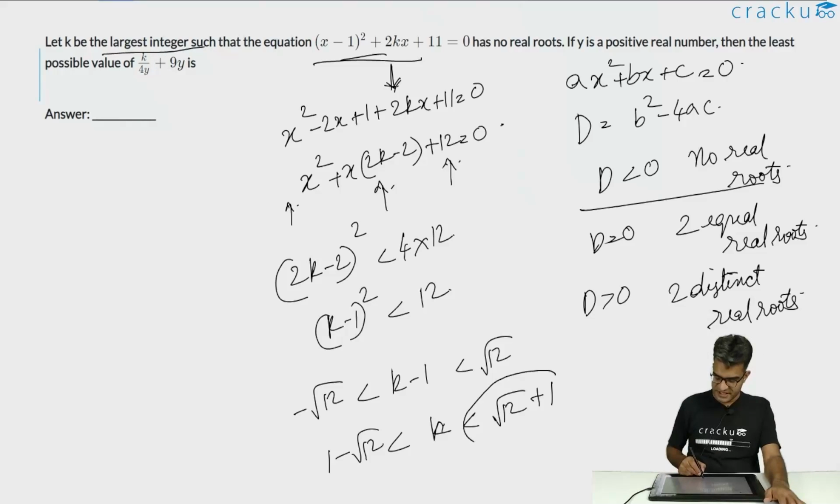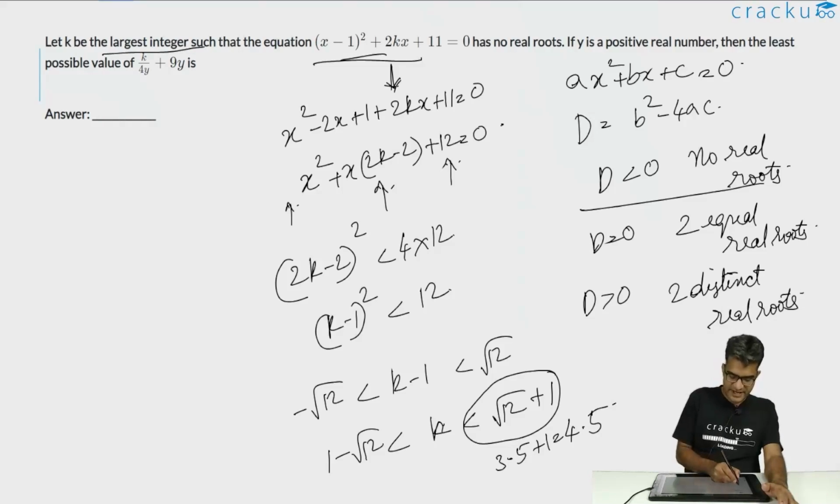So the largest integer: square root of 12 will be approximately 3.5. 3.5 plus 1 is 4.5. So k has to be less than 4.5. So the largest integer for which this is true is 4. So the value of k is 4.